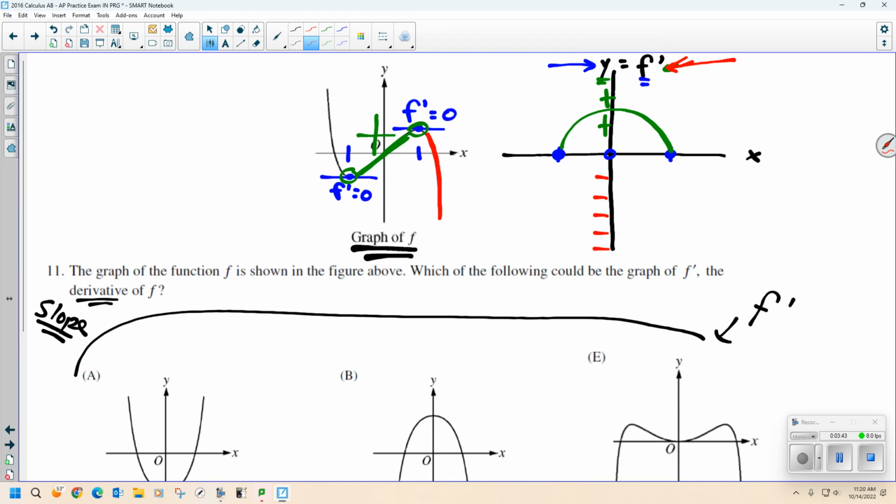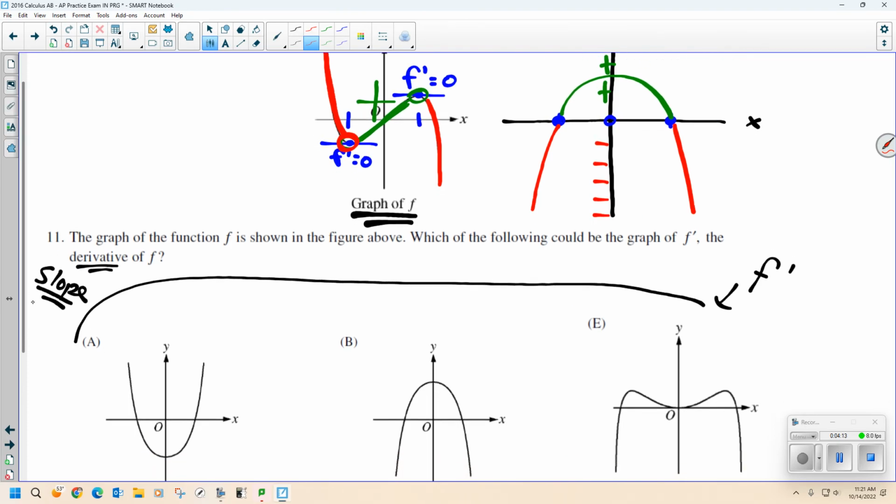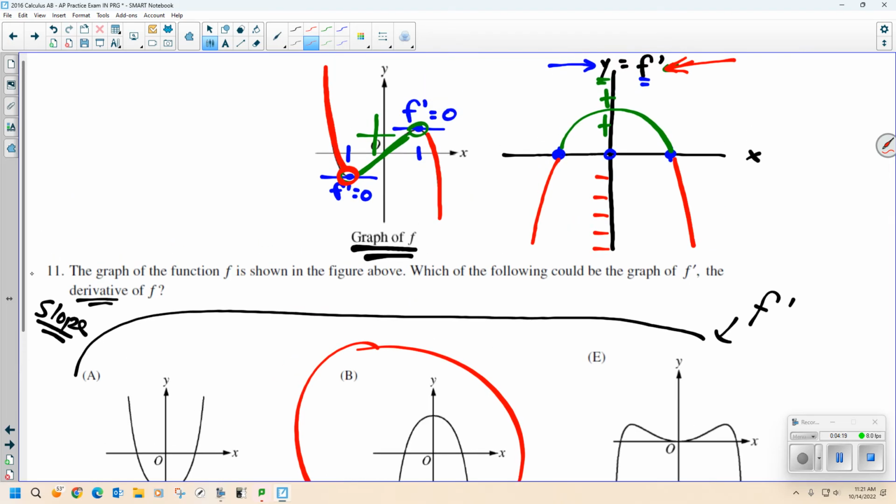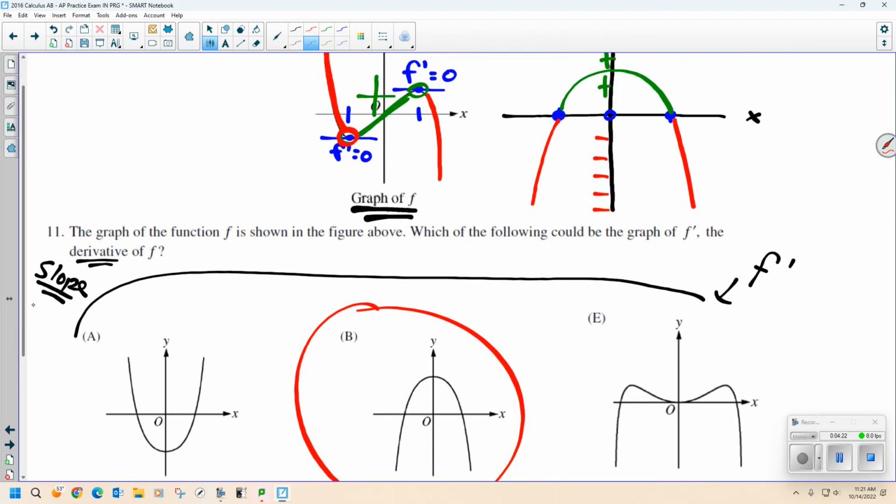If I have a negative derivative, I need negative y values. So I should be down here. Those are all negative y values. Same thing with the left side of my original graph. This is a downward or negative slope, which means anything to the left of my left 0 should be negative. I want negative derivatives, negative y's. That's what the graph of the derivative of f should look like. And if I scroll down here, that looks just like choice B. Right there, a downward parabola. That's it, right there.